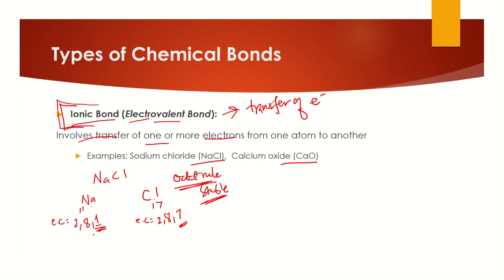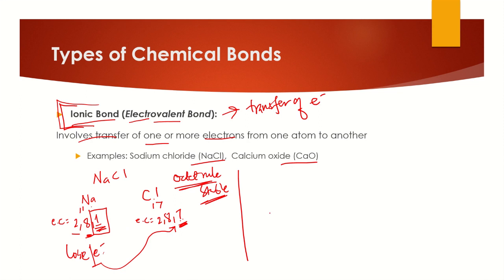How will sodium acquire 8 electrons? If sodium loses the 1 valence electron, it will be left with only 2 and 8, and the valence electron is 8. So it will become stable. So sodium here is going to lose its 1 electron. And chlorine, since it has 7 valence electrons, how will it become stable? By gaining the 1 electron lost by the sodium, the valence electrons will become 8.